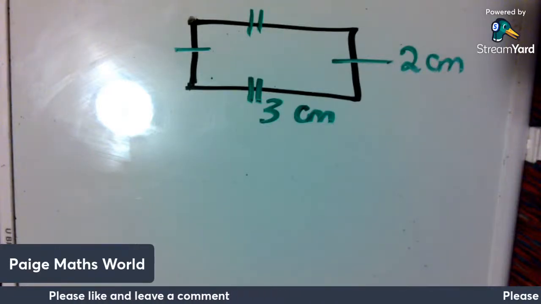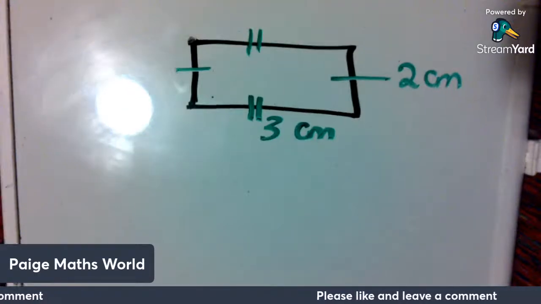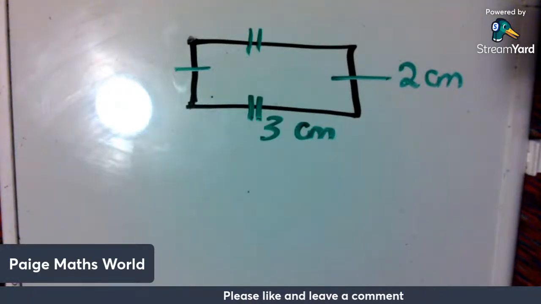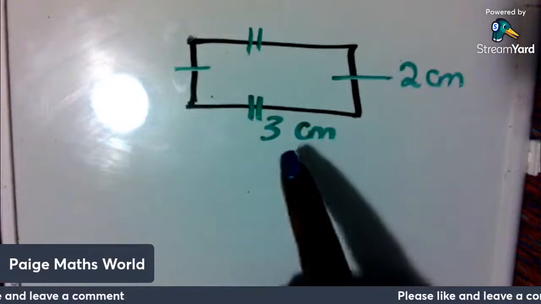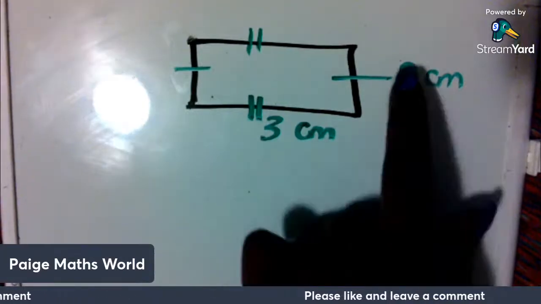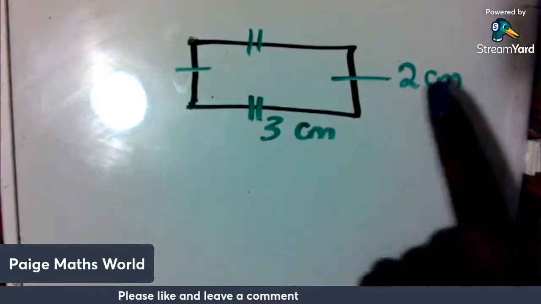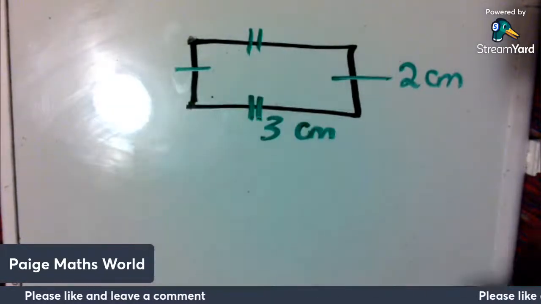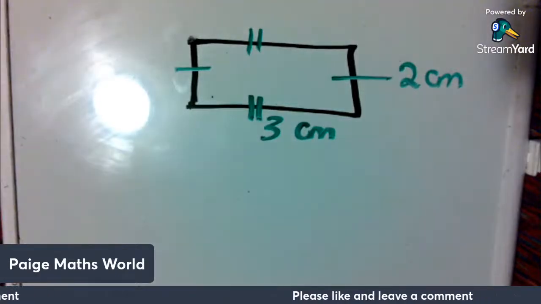All right, so what would be the perimeter of this rectangle? Again, remember, the 2 long sides are equal in length. The 2 short sides are equal in length. I use double strokes to represent that. So if this side is 3, then the opposite side is also 3, right? And if this side is 2, the opposite side is 2. So what is the perimeter of this particular rectangle?